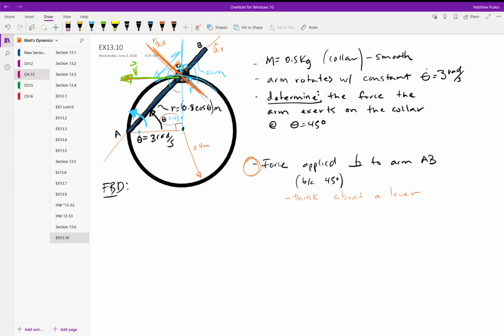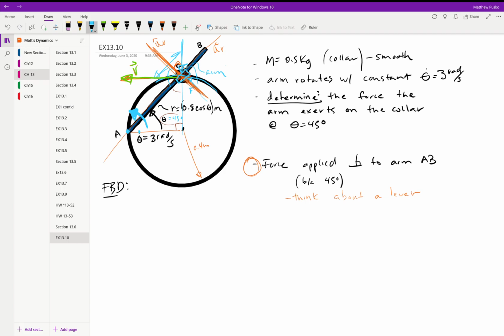Alright, let's look at example 13.10. We have a mass, it's a collar, and I think they call it a double collar because it's not only allowed to slide around the hoop, but it's allowed to slide in this direction also. So basically it's free to move as this arm rotates. This arm AB rotates about this point with a theta dot of a constant 3 radians per second.